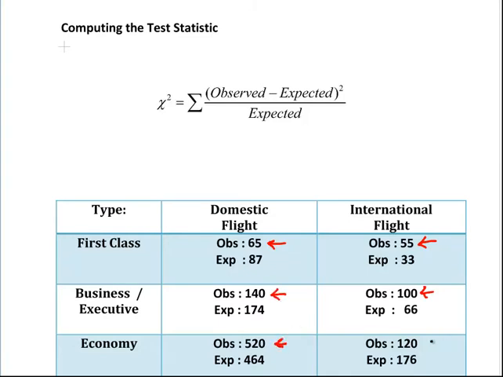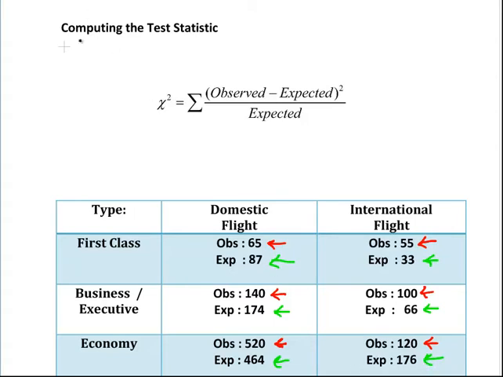Here they're in the top row for each cell. What we did in the last presentation is calculate these expected values under the null hypothesis. The null hypothesis is that there's no relationship between the ticket type purchased and the destination. I'll let you look at that again if you're not sure.